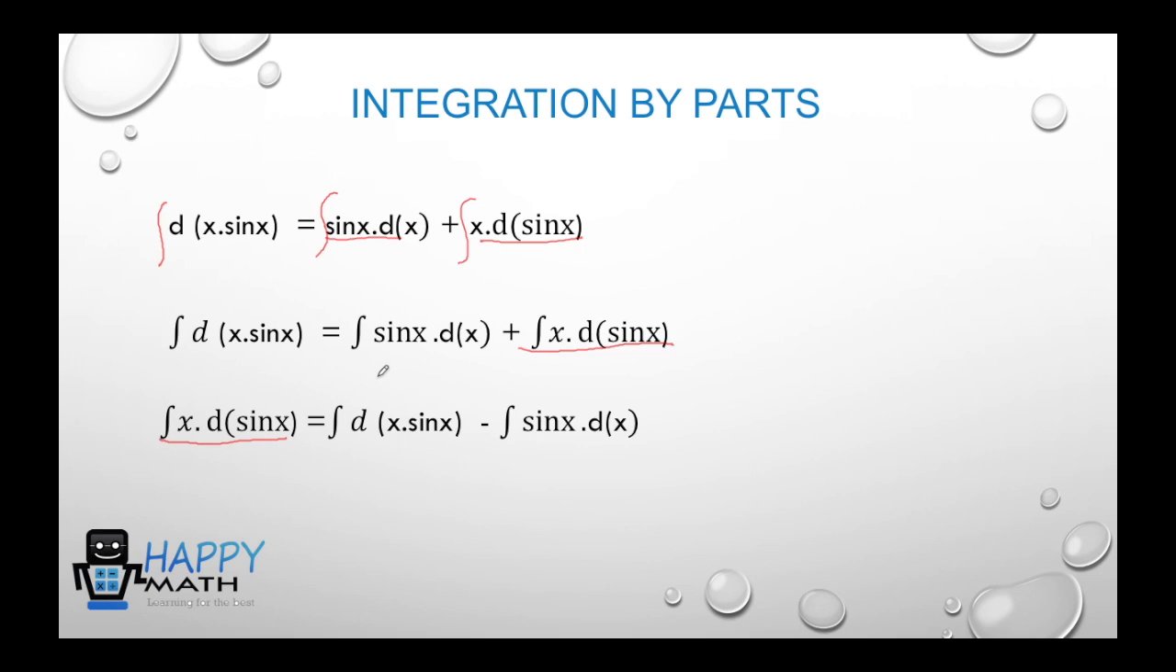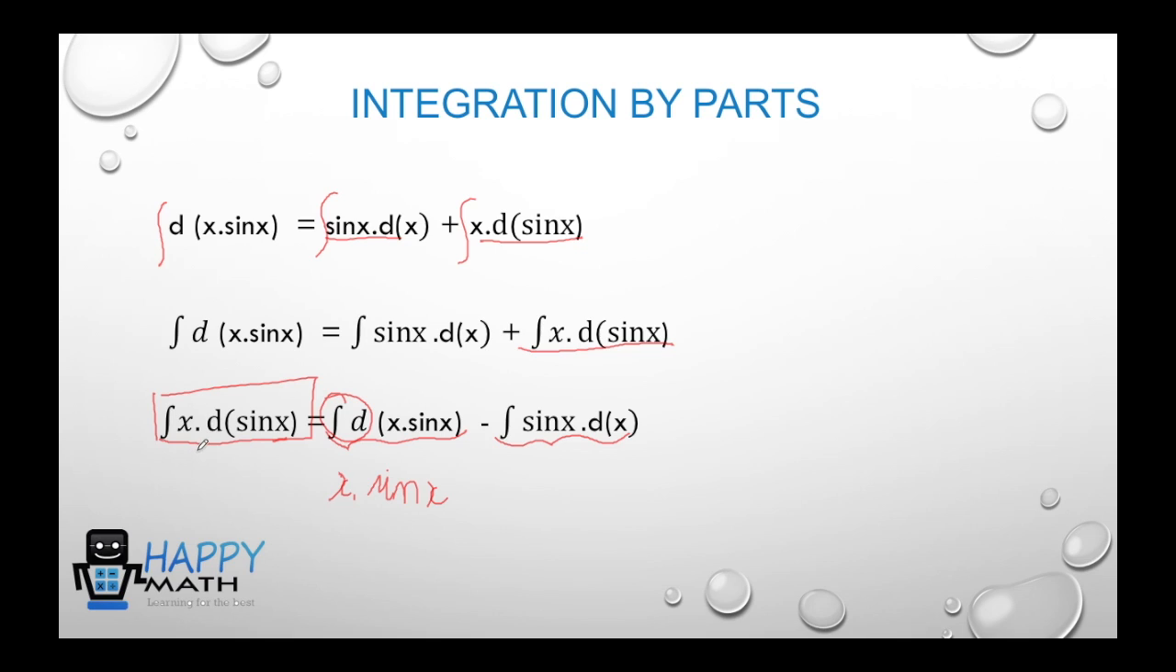So as you can see, we can calculate the main integral of x times d sin x from this one, because it is very easy to calculate the integral of the differential d(x sin x). It will be x times sin x, because this pair is an inverse technique. So when they stand near together, you can cancel them out.